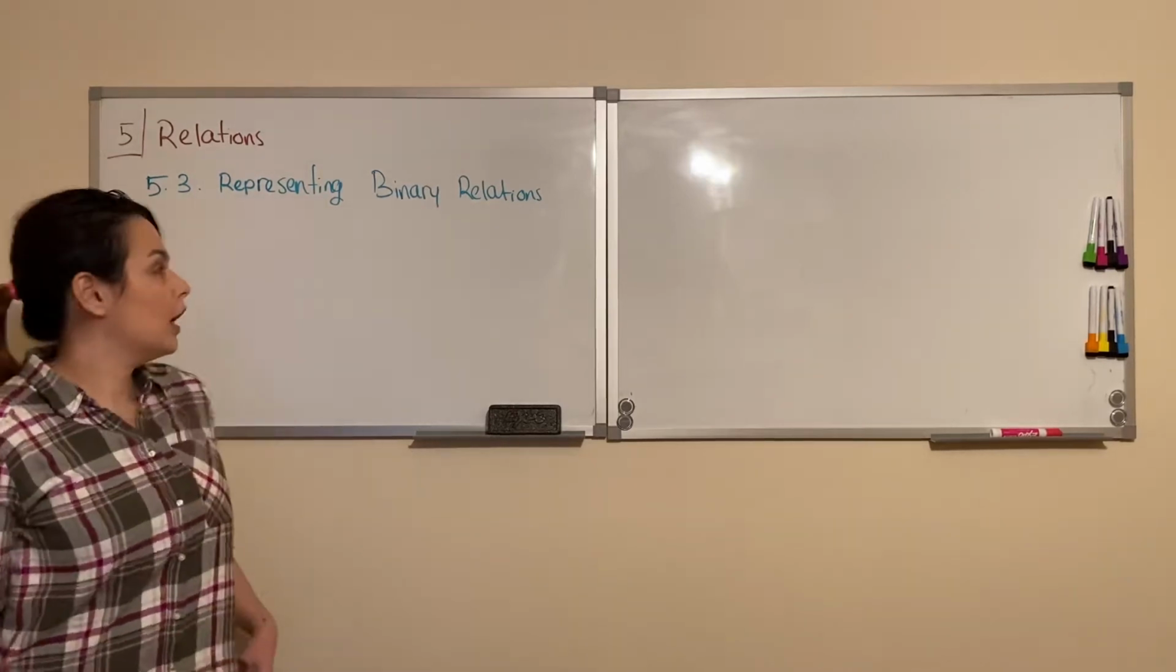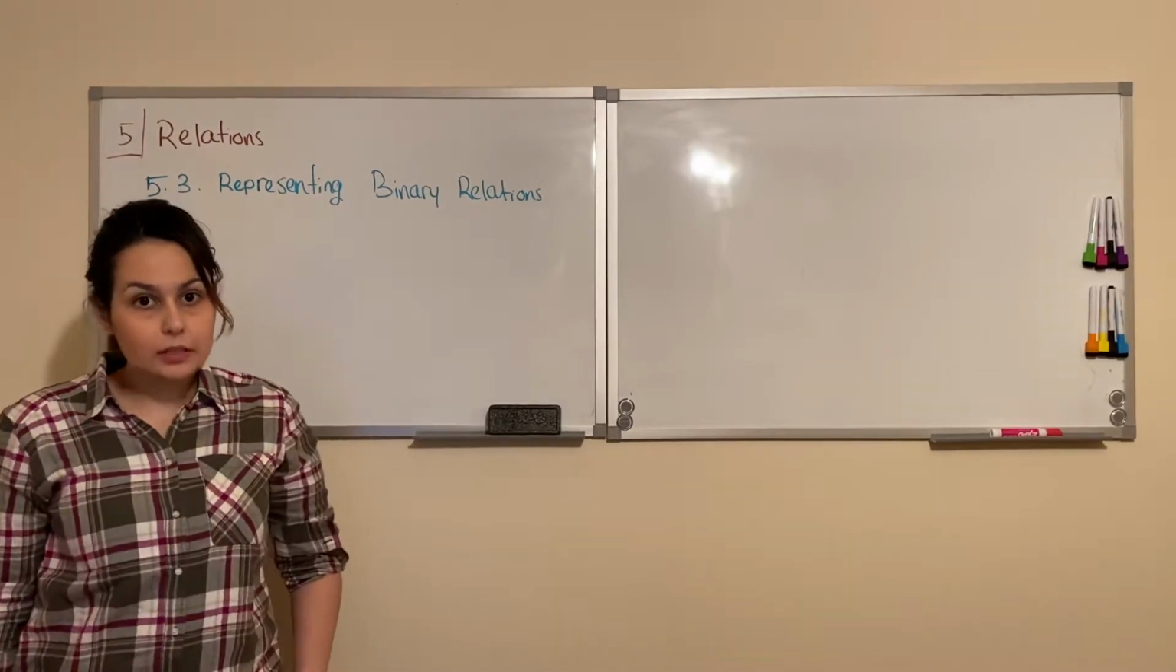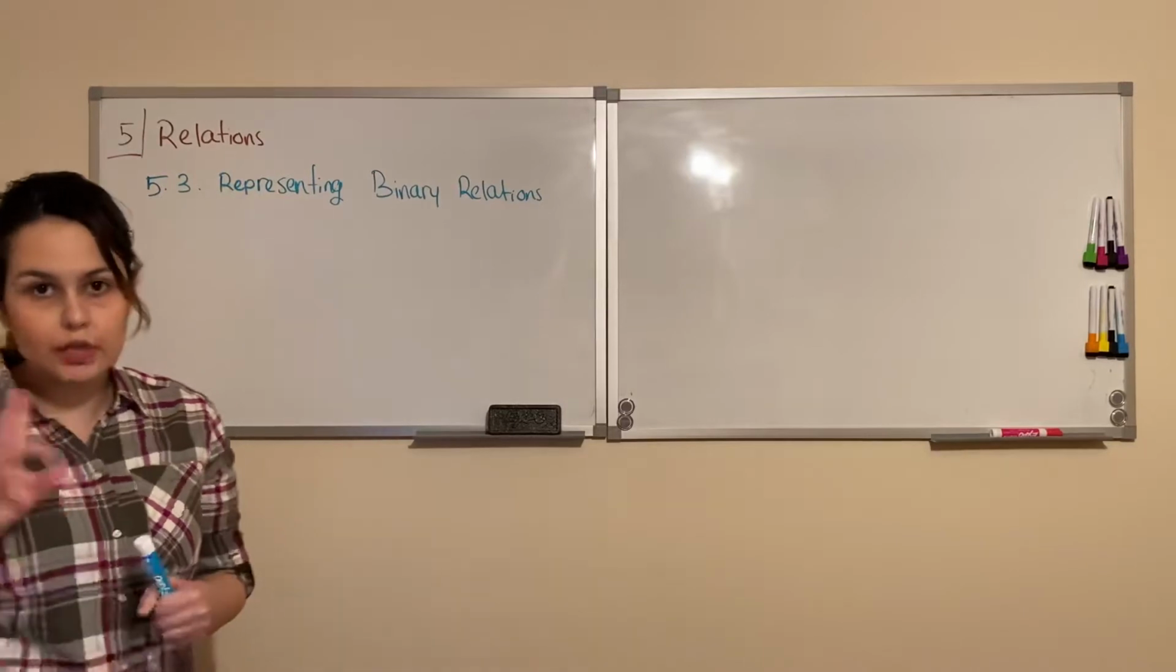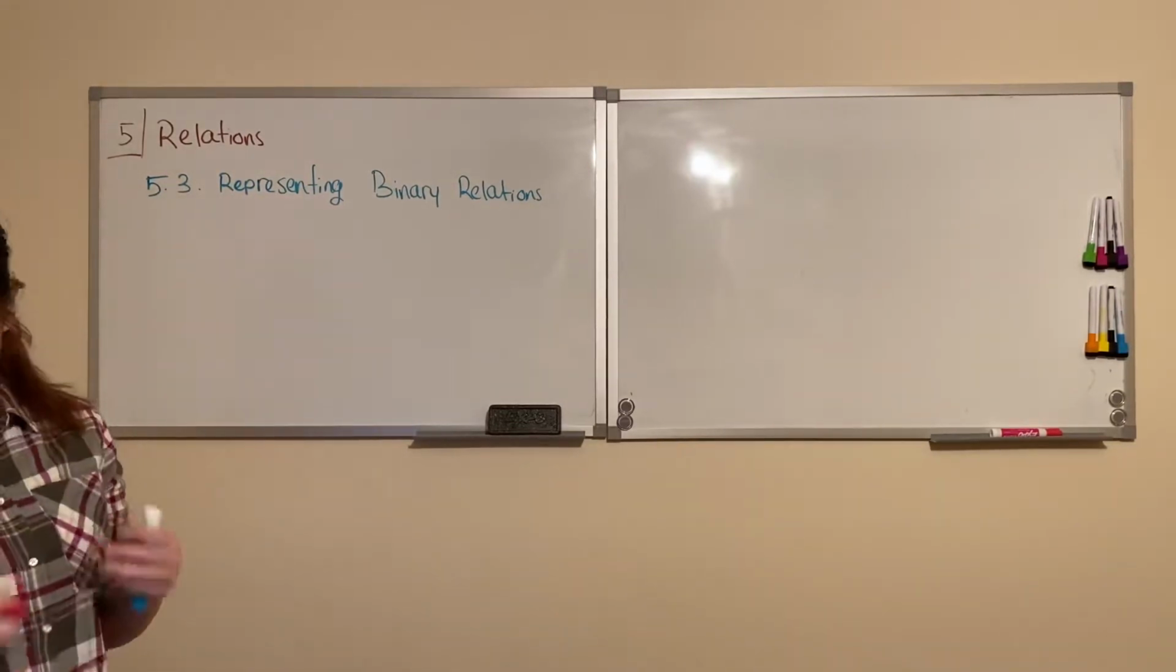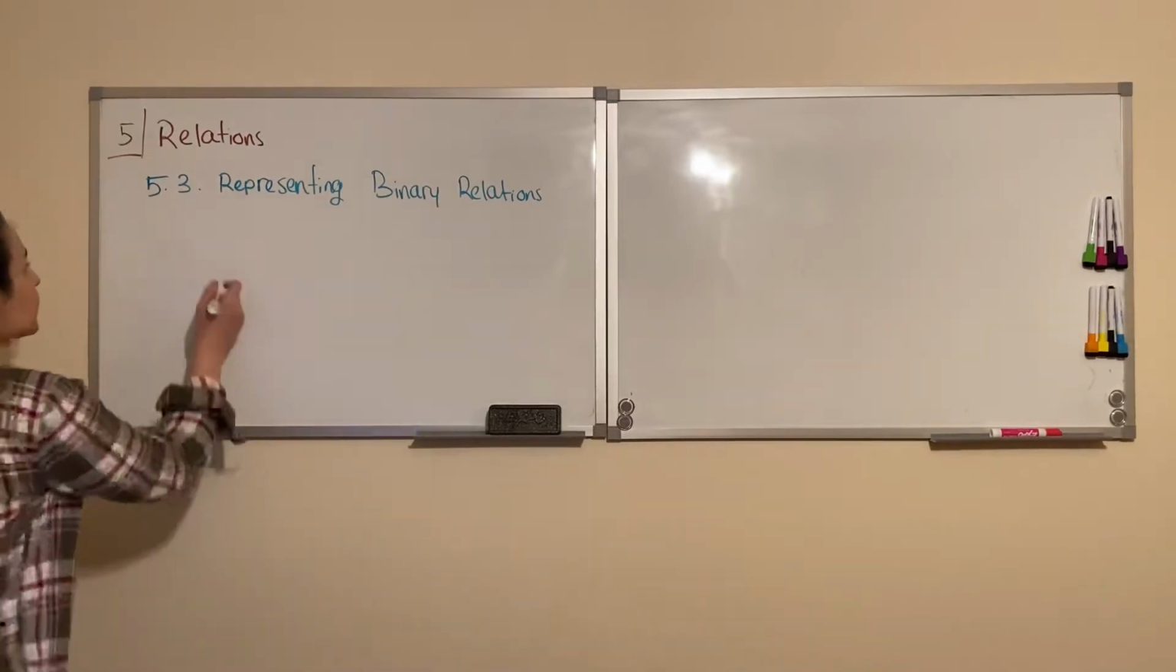In this video, I'm going to talk about representing binary relations. There are two ways that we are going to talk about here: directed graphs and Boolean matrices.